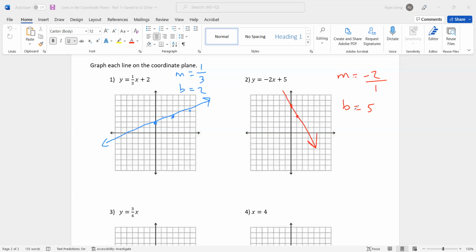If you look at that line, it's going downhill. If you look at the blue line that I just drew, that's going uphill. Should make sense. The slope on the number 1 was positive. It's going uphill. The slope on number 2 is negative. It's going downhill. Okay, it's a good way to check to make sure you're graphing it correctly.